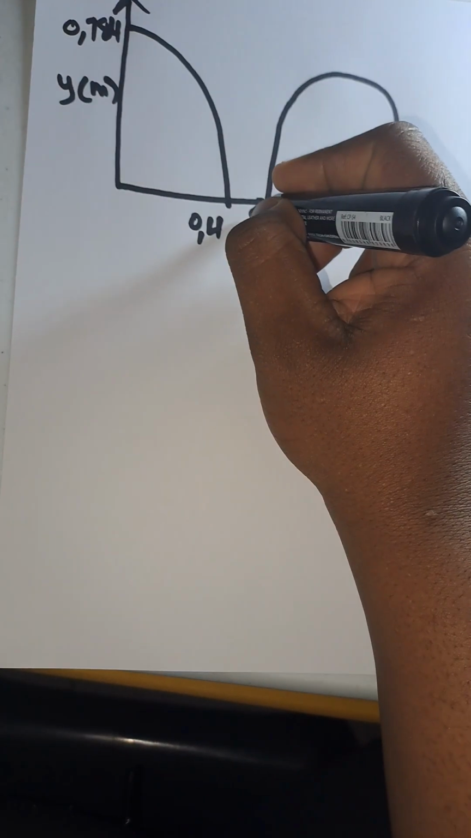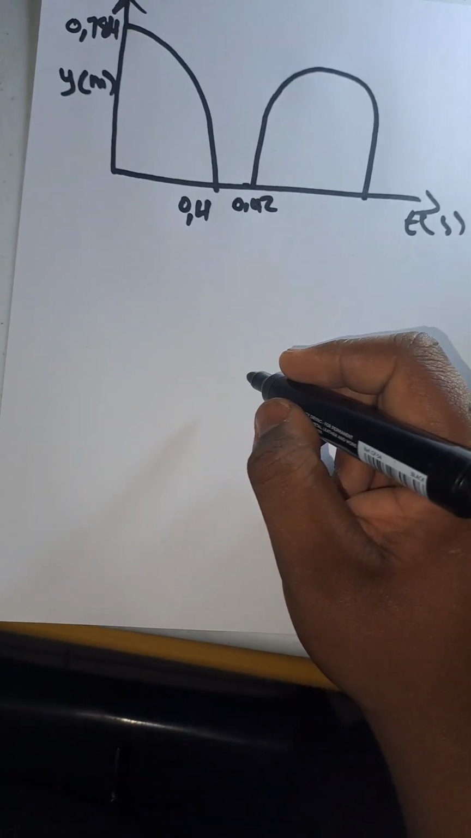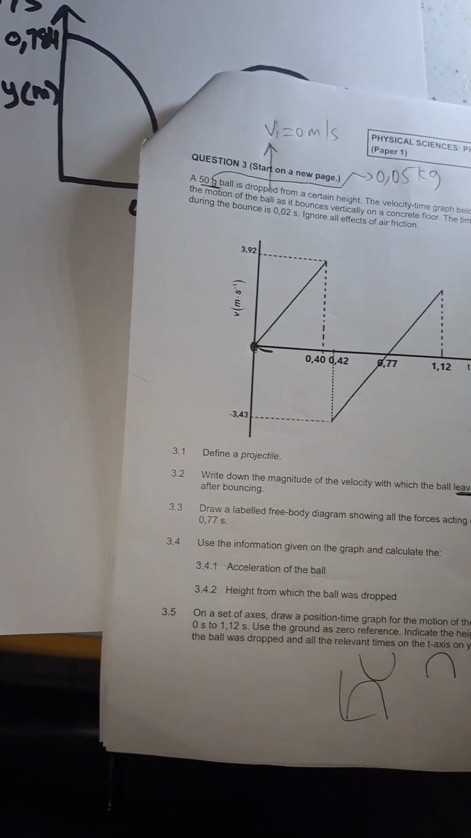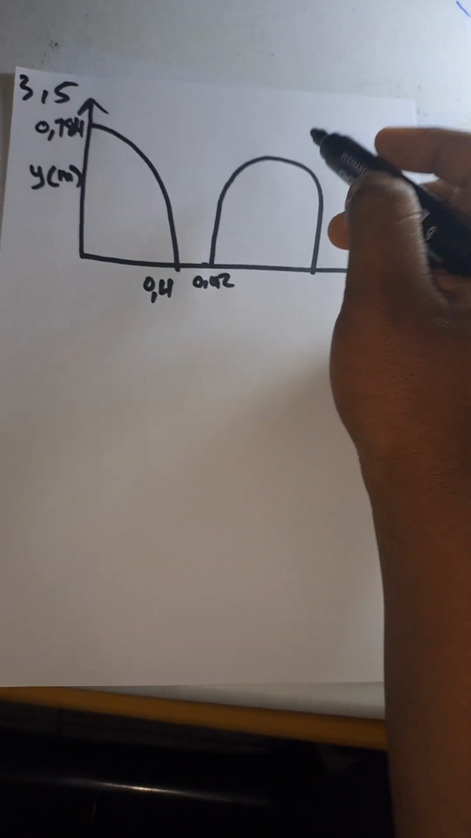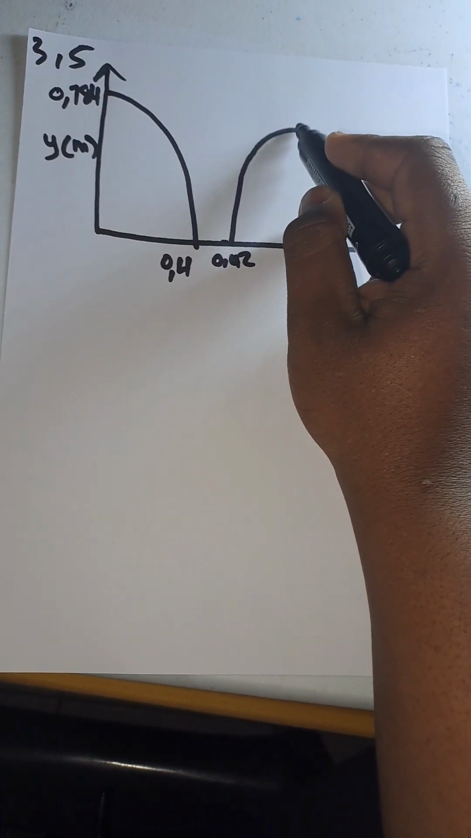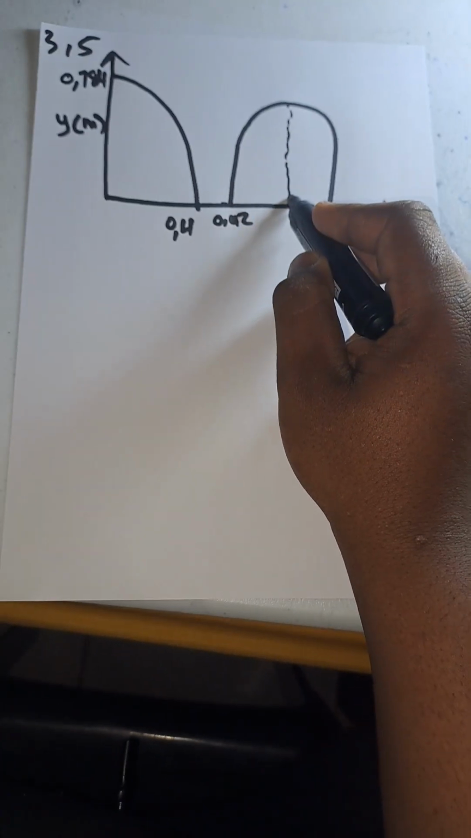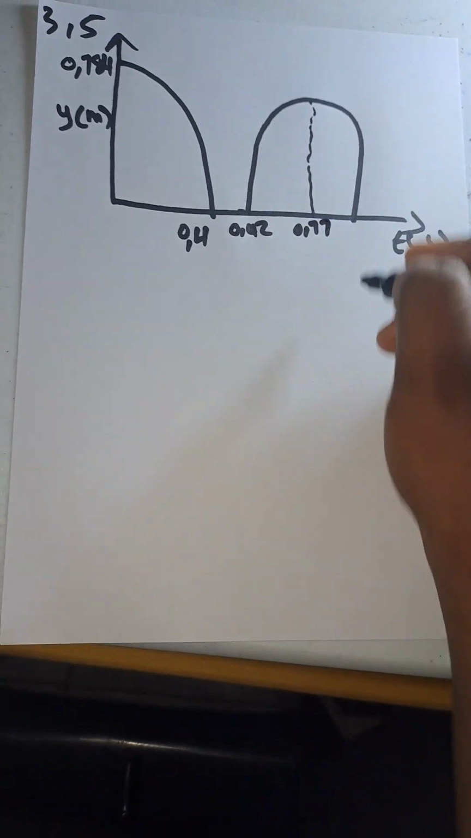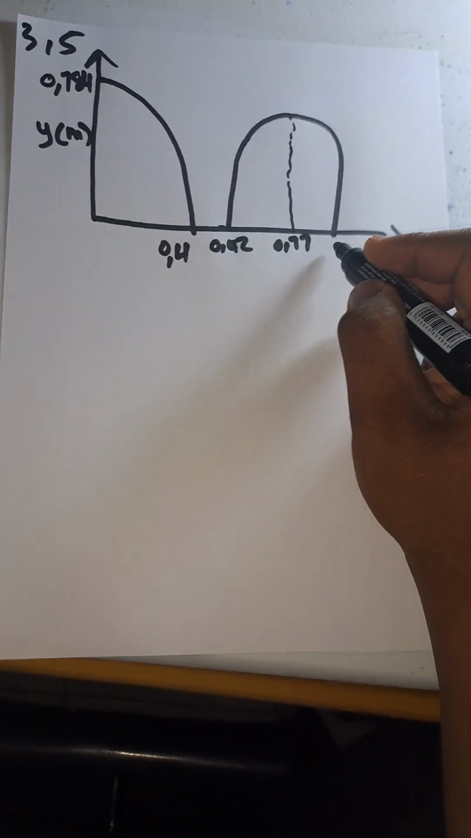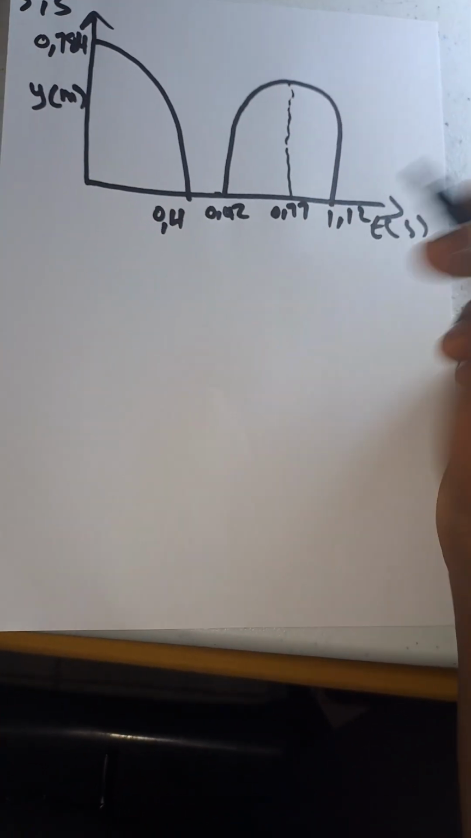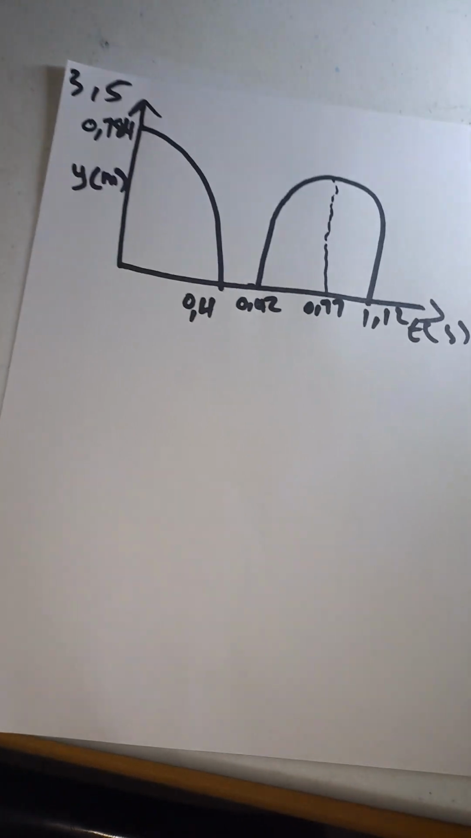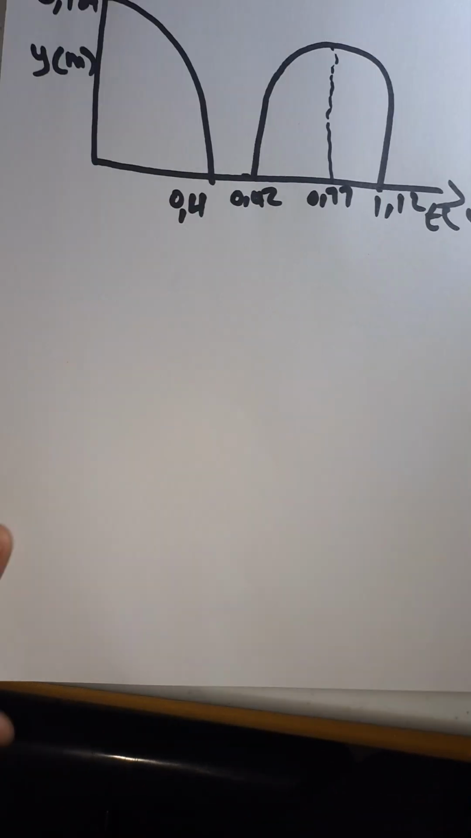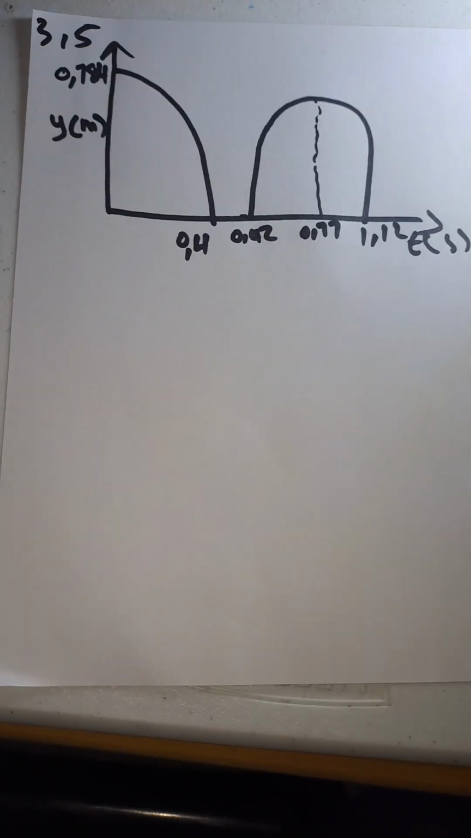So at 0.42 as I was given, and then the maximum height. Now check, I need to tell you the maximum height. The position-time graph shows you how the ball went up and down. So the maximum height can be somewhere here, at 0.77 as I was given there, and then the last one is 1.12. Simple thing, you get your marks. You see how simple it is. So now we can continue. This is the position-time graph. That's what you must know.